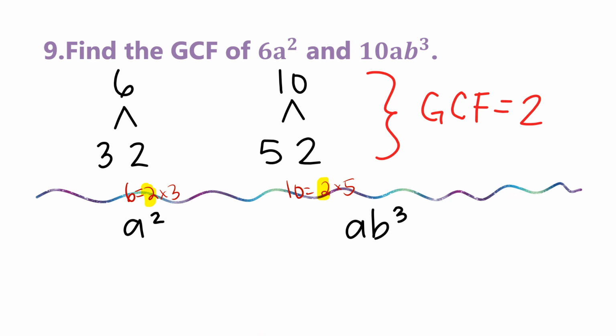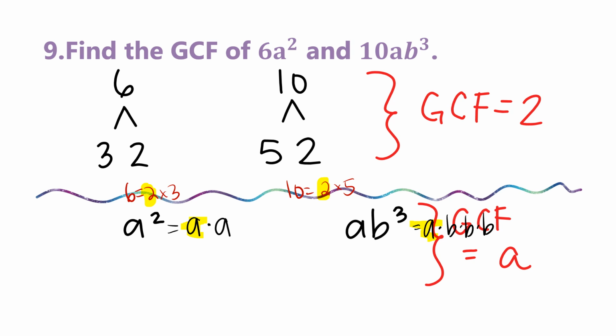You can think of it like this: a times a would be its prime factorization, and this one would be a times b times b times b. So what do they have in common? They both have 1 a in common, right? So the GCF is a. Let me erase that I wrote. There we go. So just put those together.